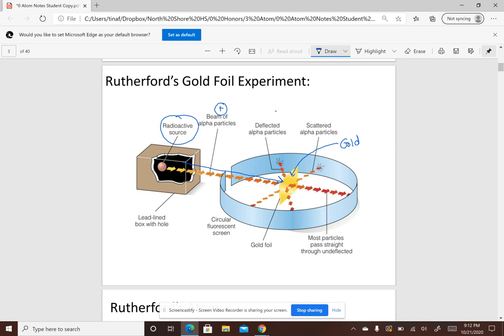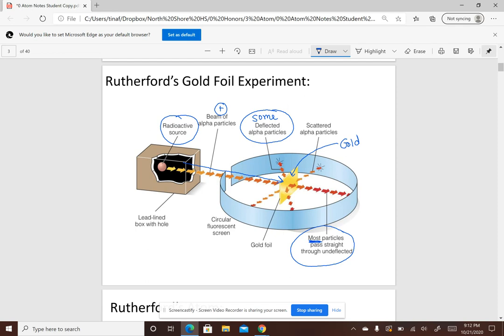Some of the alpha particles, this is important, and I want you guys to write what I'm writing. Some alpha particles were deflected, meaning they hit the gold foil and they almost like bounced backwards off of it. He also noticed most of the alpha particles, and I want you guys to underline the word most because that's important, most of them passed right through.